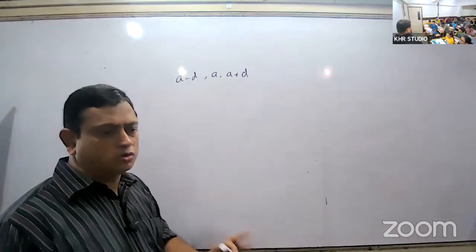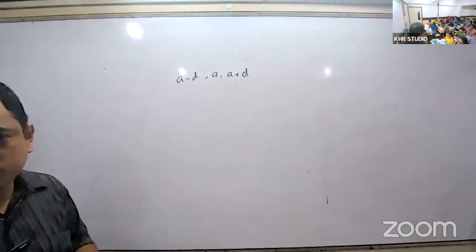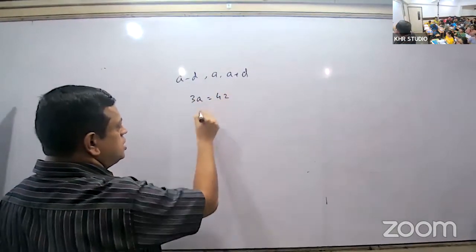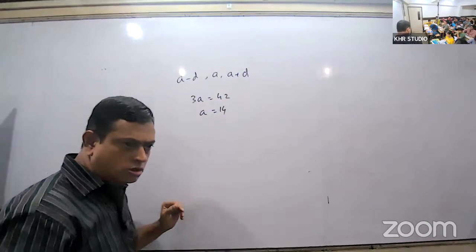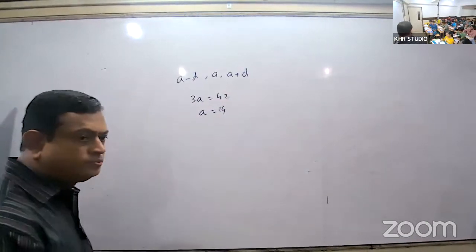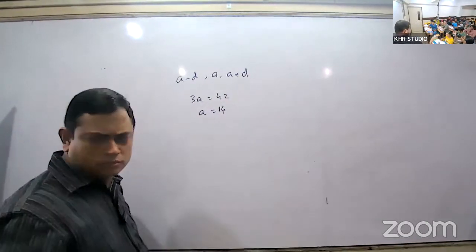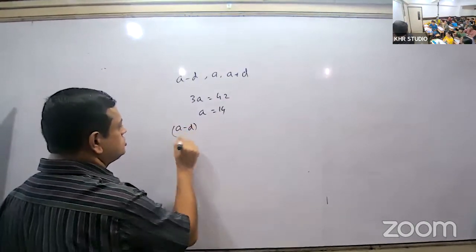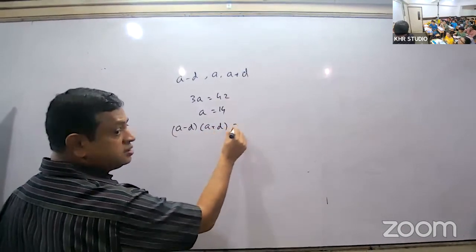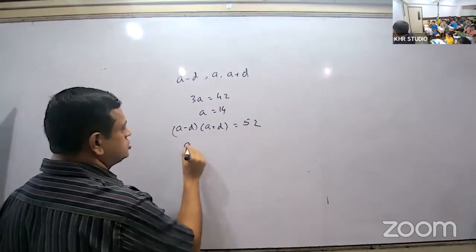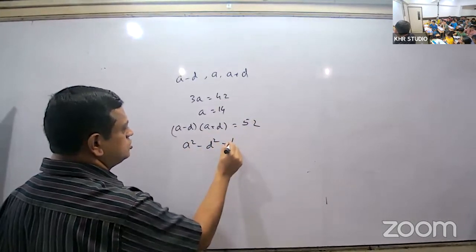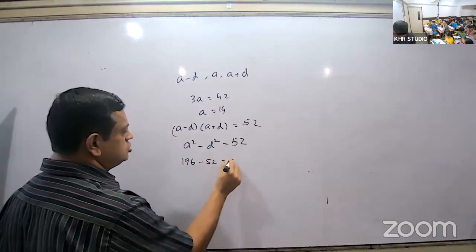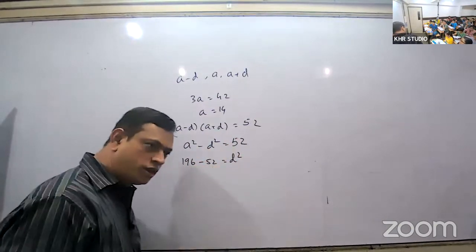Attendance sheet will come to you, don't worry. So, sum of 3 terms. Therefore, write 3A is equal to 42, A is equal to 14. Understood or not? Then what is the second one? The product of the first and the third term is 52. First and third term, A minus D times A plus D is equal to 52. That is A square minus D square is equal to 52. A square is 196, minus 52 is equal to D square. The remaining you can find out.